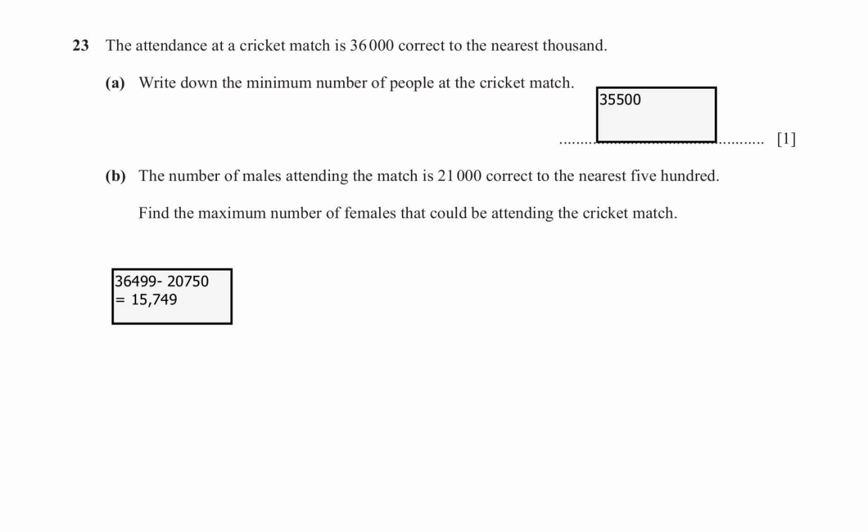The number of males attending the match is 21,000, correct to the nearest 500. Find the maximum number of females that could be attending the cricket match. The maximum number of females can be calculated when we have the minimum number of males. So 36,499 minus 20,750 is equal to 15,749, which is our answer.